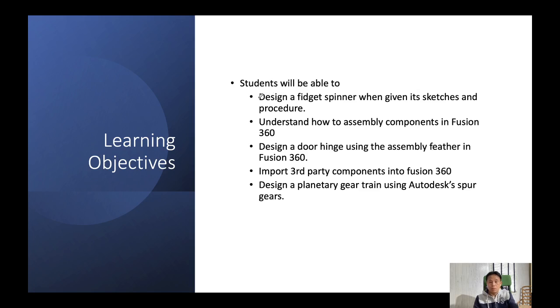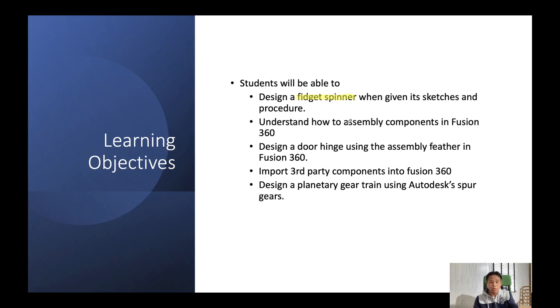First of all, you need to design a fidget spinner. This is a very fun activity, using the sketch and procedures that I'm providing. This procedure is also provided by your textbook, so you can refer to my video or your textbook. The second objective is that I'm going to introduce the assembly feature in Fusion 360.